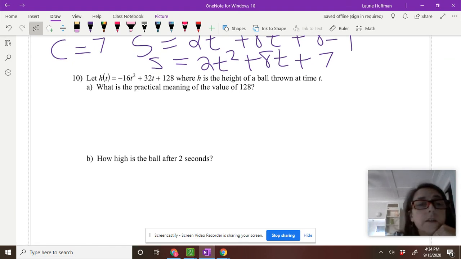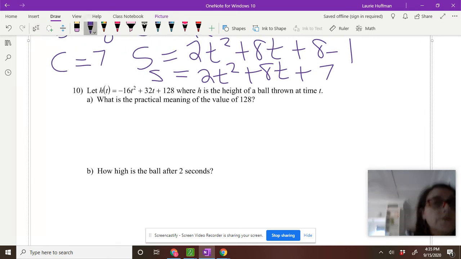Now let's look at an example. Let h of t equals minus 16t squared plus 32t plus 128, where h is the height of a ball thrown at time t. What is the practical meaning of the value of 128? All right, so you throw up a ball, and then eventually it comes back down. The height is given according to this formula. So the value of 128, notice that is our value of C.